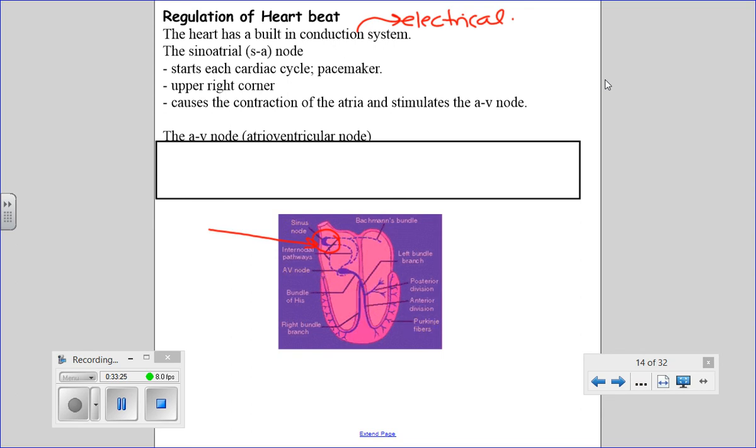So it is what we call the pacemaker. You might know someone who has a pacemaker. If you have a pacemaker, it's because this does not work. This particular structure in your heart is malfunctioning. It's not functioning quickly enough, or it's not functioning correctly. Perhaps it's been damaged. But if someone has a pacemaker, it's to take the place of this piece of the heart. So it's in the upper right corner. Remember that on a picture, that actually looks like the left.